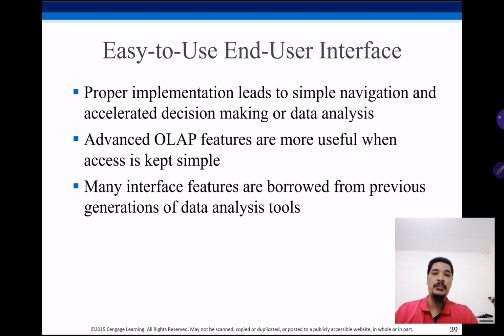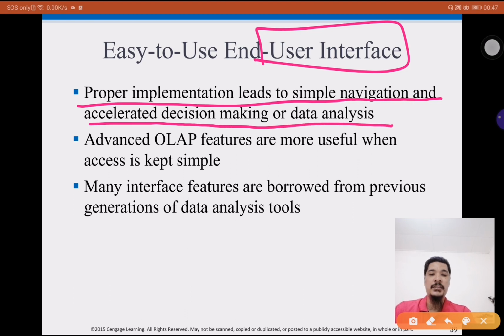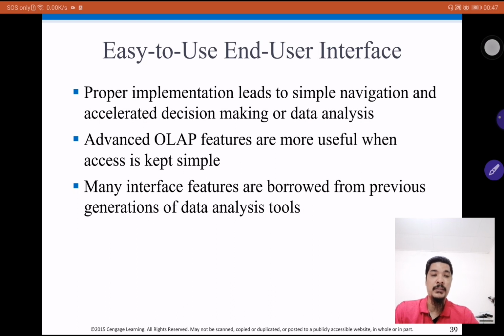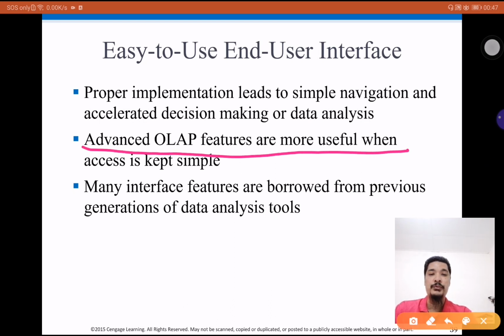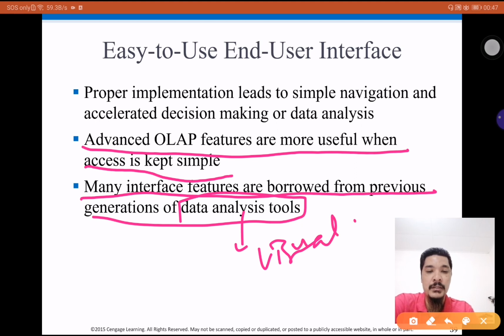Easy to use and user interface. User interface means what we see on our screens and so on. Proper implementation leads to simple navigation and accelerates decision making or data analysis. That's why here we usually see things in the form of visuals, visualization. People tend to visualize something. Advanced OLAP features are more useful when accessed in a kept-simple way. We need to make the data simple. Simplify the data. Many interface features are borrowed from the previous generation of data analysis tools. So of course, when we talk about analysis, it is visualization. All right, next.